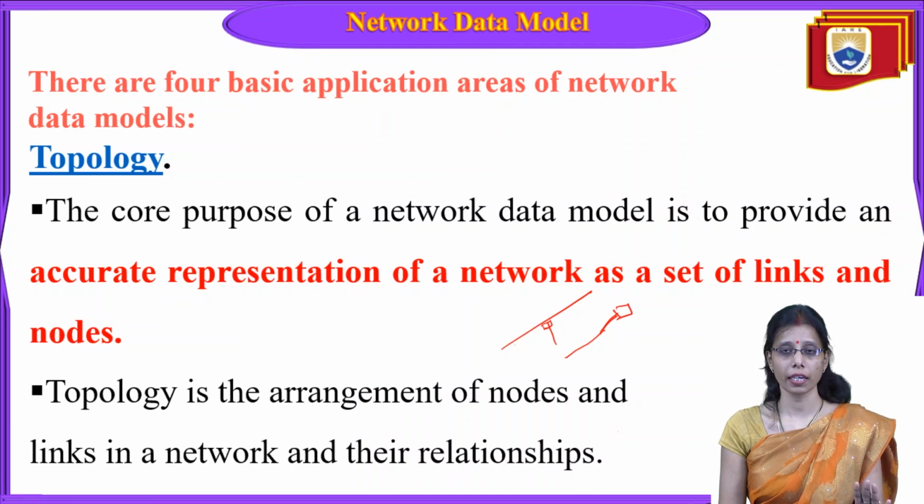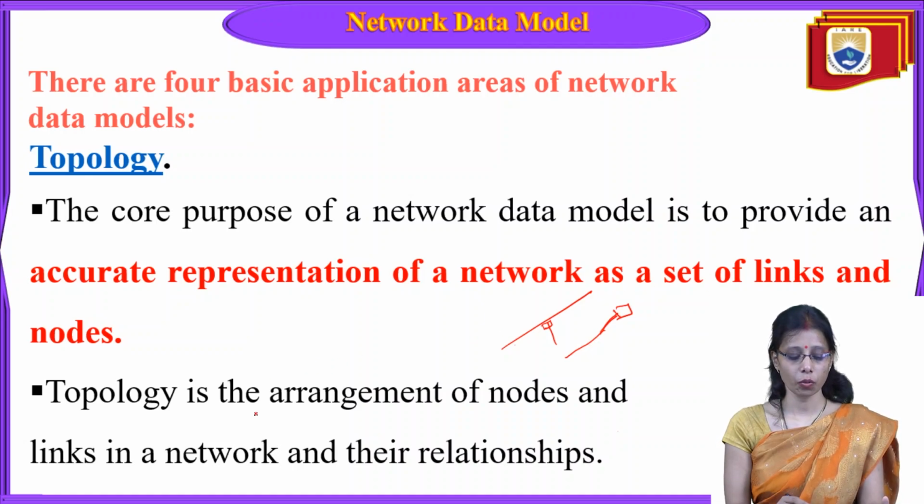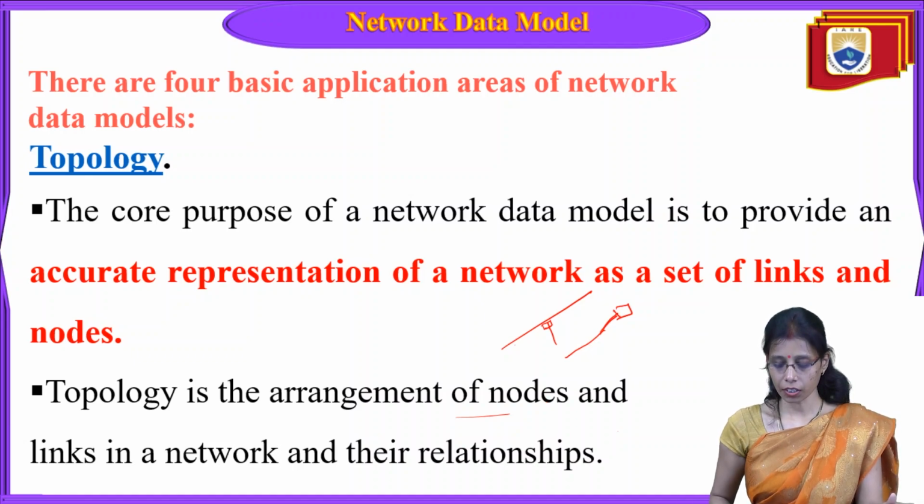These errors have to be fixed when building the data in the GIS environment, and once you do that, it is called topology. So it should not have any kind of errors. It has a set of rules which should be followed by the database, or by the data. Topology is the arrangement of nodes and links in a network and their relationships. It also talks about the relationship between the networks.